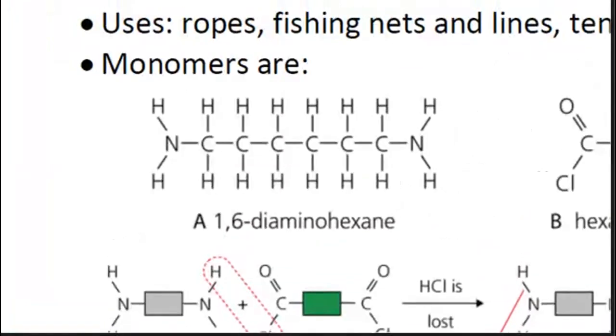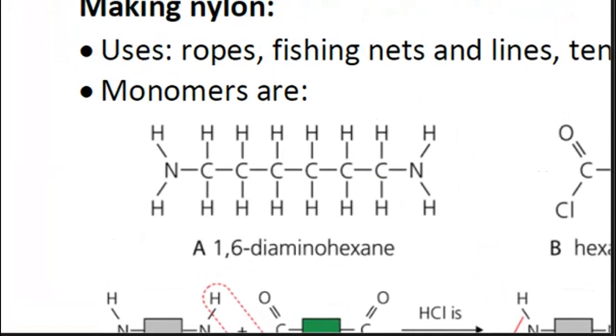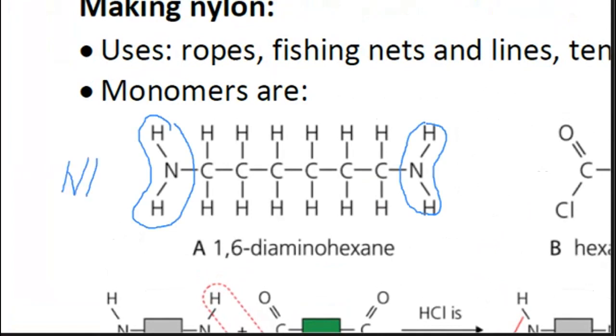All right. Now here we have 1,6-diaminohexane. Now what is that telling us? Here I have one amine group, and over here I have another amine group. An amine group is an NH2 group.